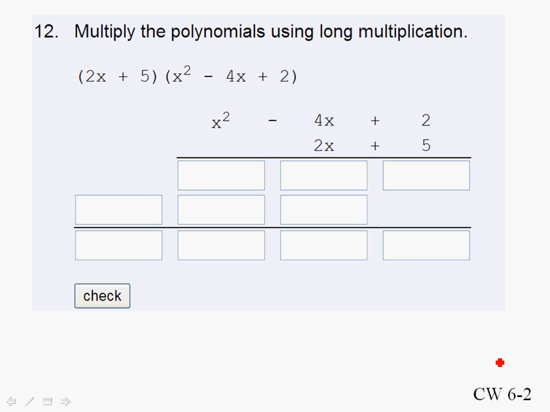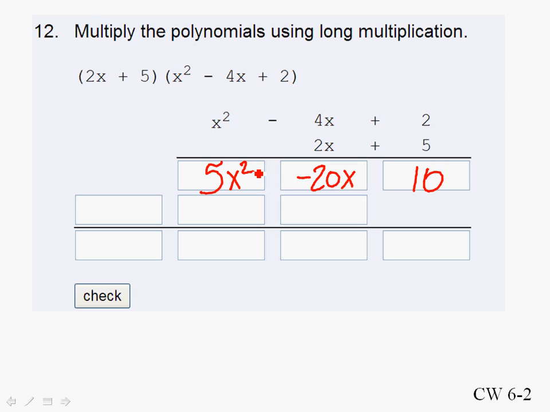For number 12, we're going to multiply using long multiplication. Okay, notice that we've lined up our terms. Our constant terms, 2 and 5, are above each other. Our terms, negative 4x and 2x, are above each other, and then we have x squared. So we're going to multiply the constant. So 5 times 2 gives me 10. 5 times negative 4x gives me negative 20x. 5 times x squared is going to give me 5x squared.